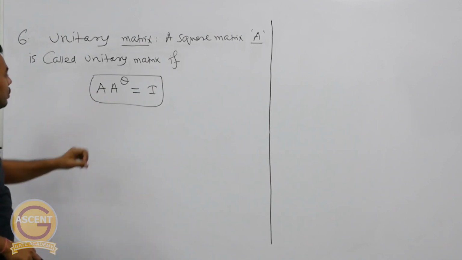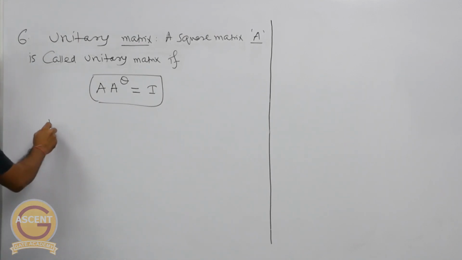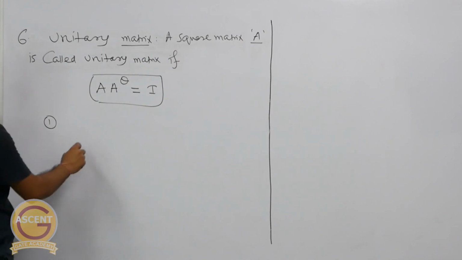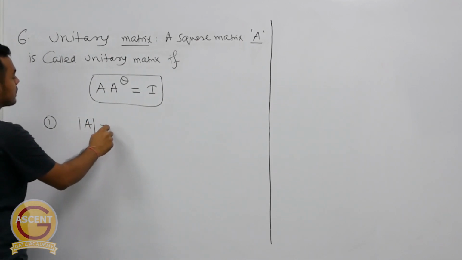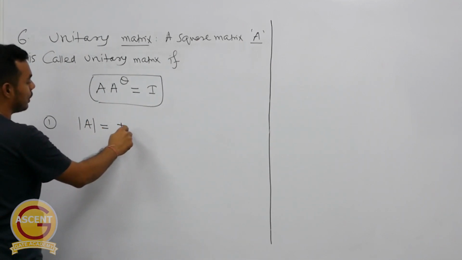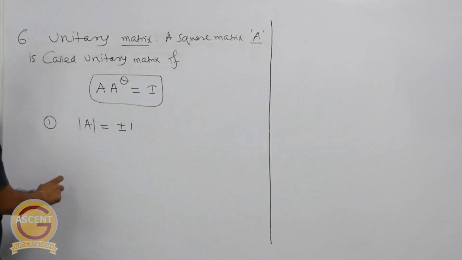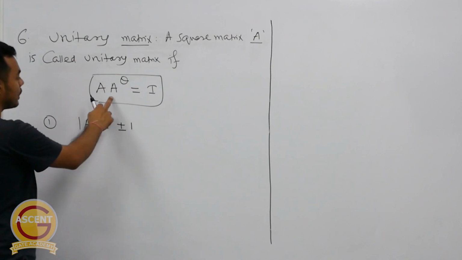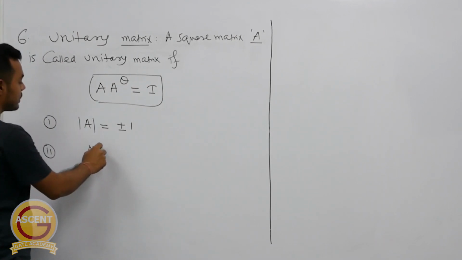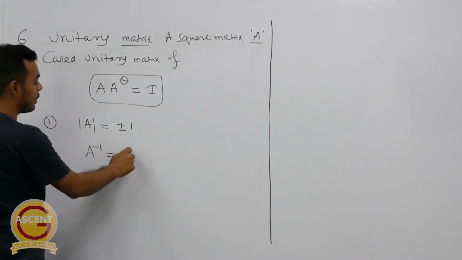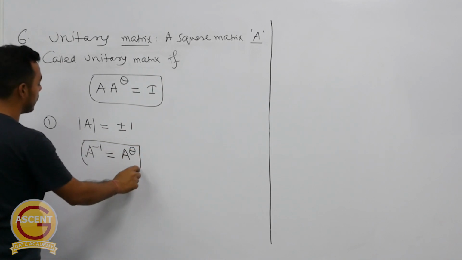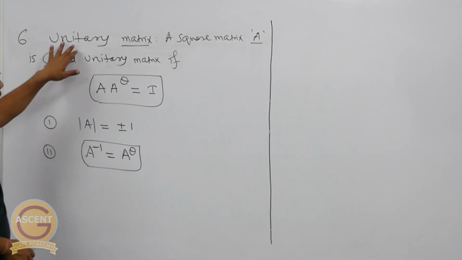Now again there are two important properties related with unitary matrix. The first one is, determinant of this unitary matrix is either +1 or -1. This is similar to orthogonal matrix. And the second important property is that in case of unitary matrix, A inverse is the conjugate transpose of A. So these two are very, very important properties in case of unitary matrix.